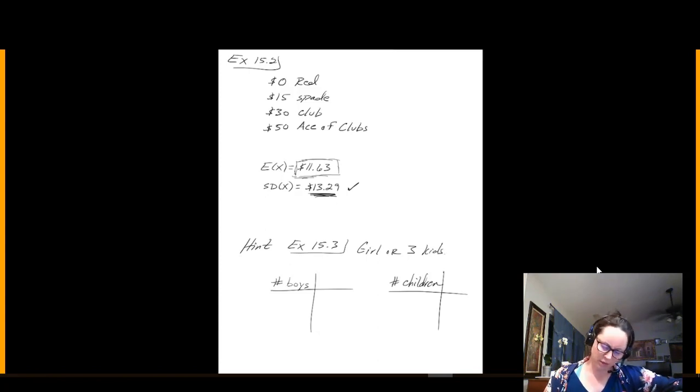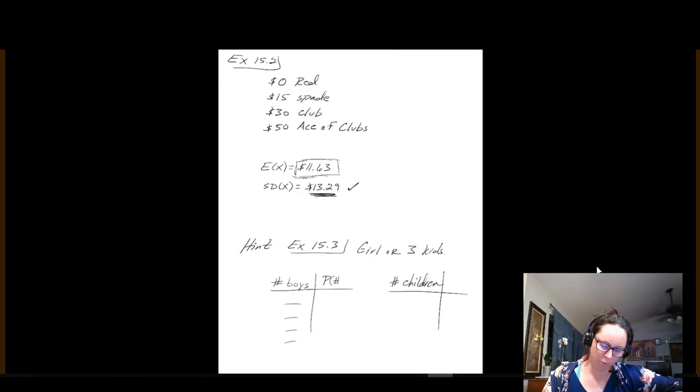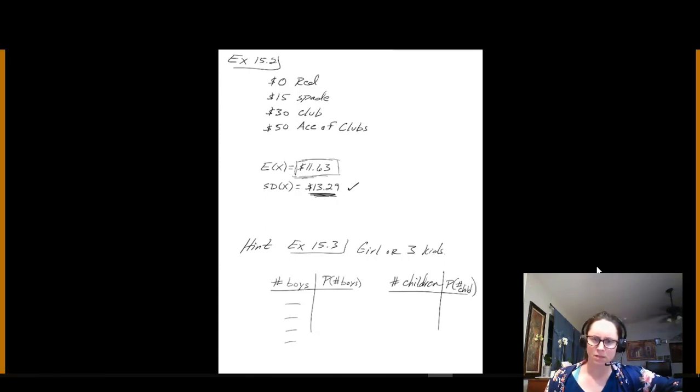And then what I'd like to see would be, what are those outcomes? How many boys? How many different outcomes? And what are the probabilities of that number of boys? What are the probabilities for that number of children? Right? I look forward to seeing what you all can come up with. That's a little challenging, but once you have that, I think everything else gets pretty easy. Once you create that tree and realize there's two different tables.